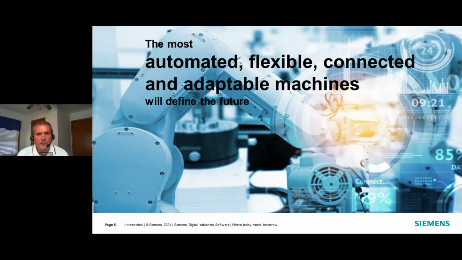How do you become a catalyst for change and help your customers take advantage of these trends? The machinery companies who build and service the most automated, flexible, connected, and adaptable machines are the ones that will define the future. Let me share some of the ways machinery companies are working today to increase their competitive advantage. One way is by increasing machine flexibility by adding capabilities to existing machines, including adding automation and software-driven mechanisms.